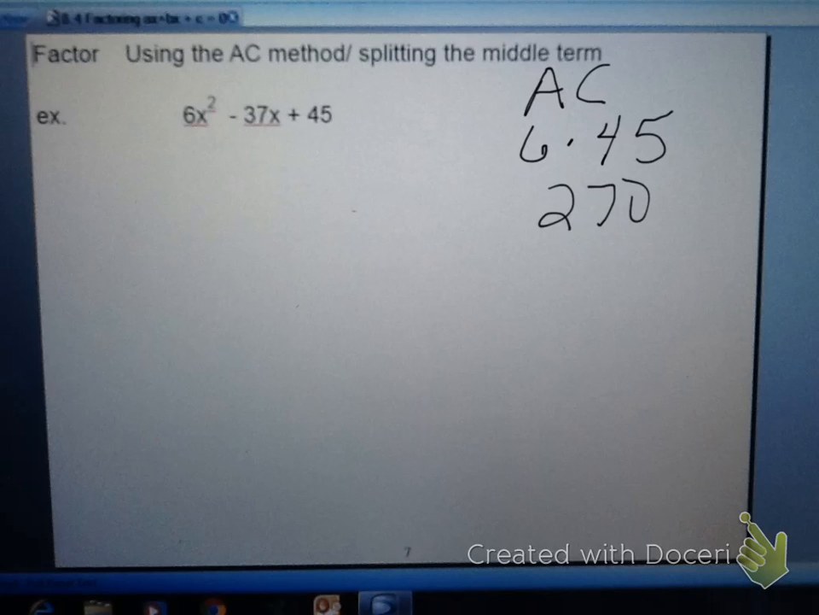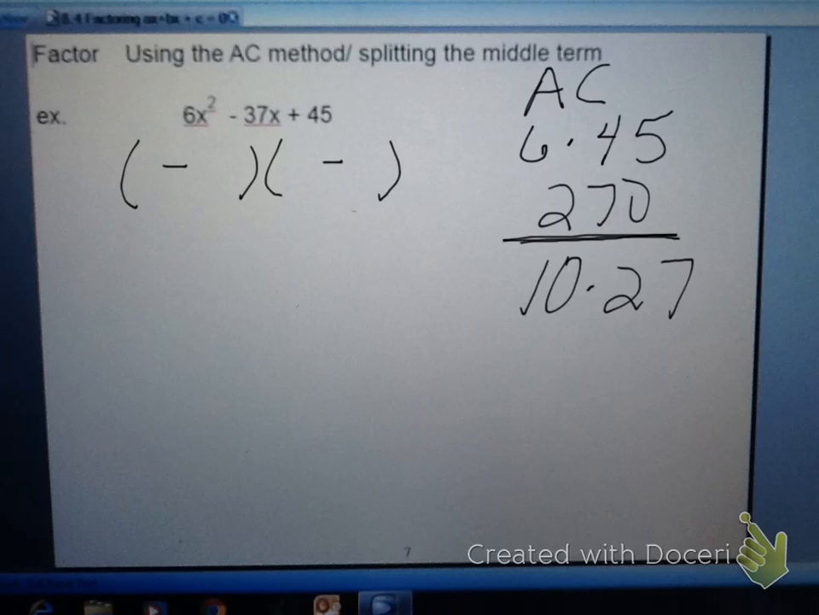Now, if I was going to factor into two binomials, my signs would both be negative. So I want to find factors of 270 that add up to get 37. Well, I know that a number that ends with 0 is always 10 times the number in front of the zero. And 10 plus 27 is 37. So those are the factors. So I am going to split the middle term.